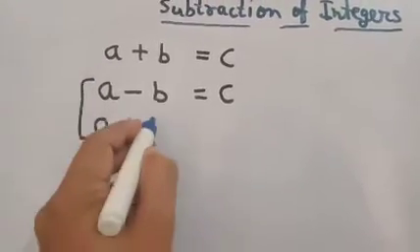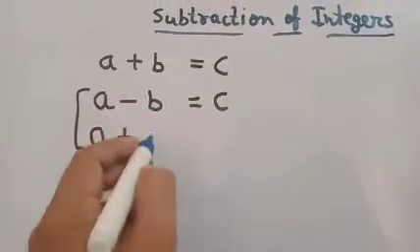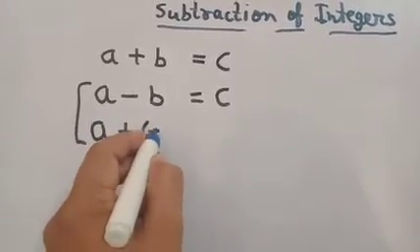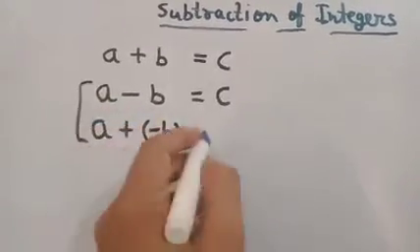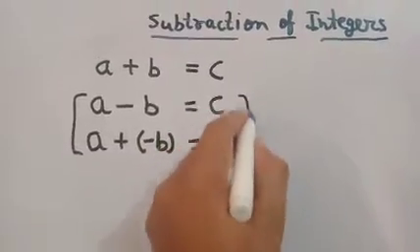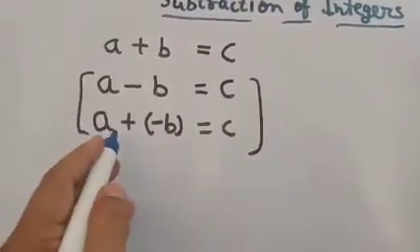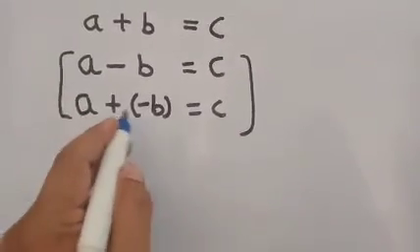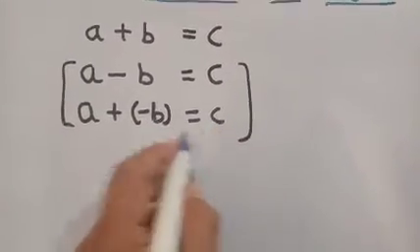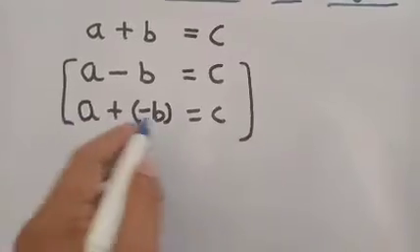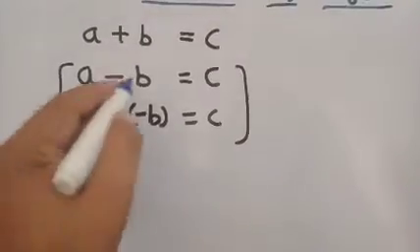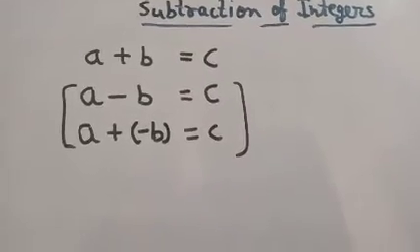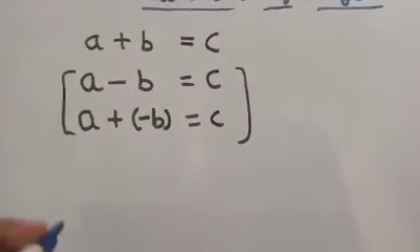Look here, by changing the prefix of the second integer, this will remain c. Look here, a minus b is equal to c, or a plus in bracket minus b is equal to c. If you solve this one, you get a minus b. So student, this is the process of subtraction of integers.